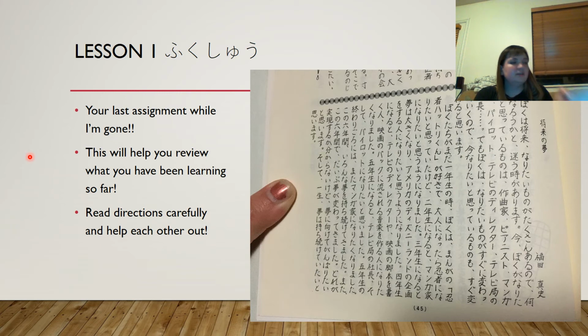So the very last thing, if the substitute hasn't passed it out to you, you're going to get your last worksheet, which is the lesson 1 fukushu. Okay, lesson 1 fukushu. You will need to use a textbook to help you with this. It says at the top, read the main dialogue from lesson 1 on page 16 and circle T for true and F for false for the statements based on your narrative.